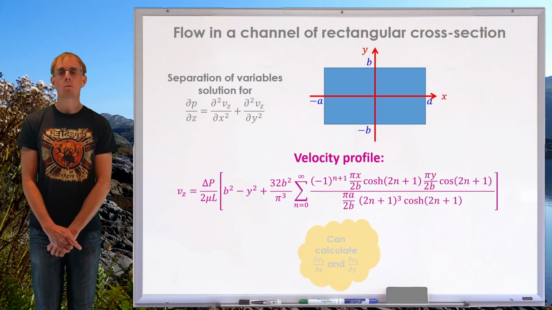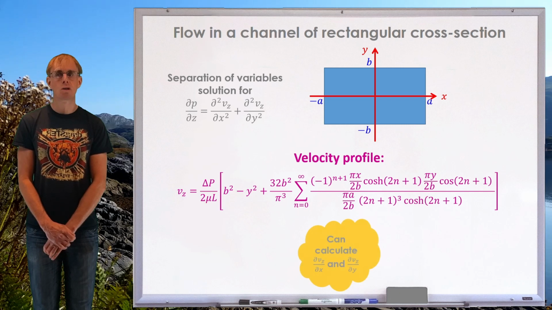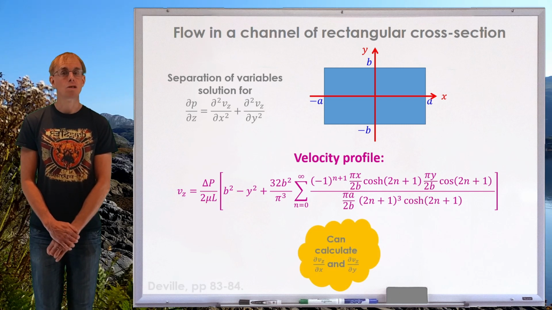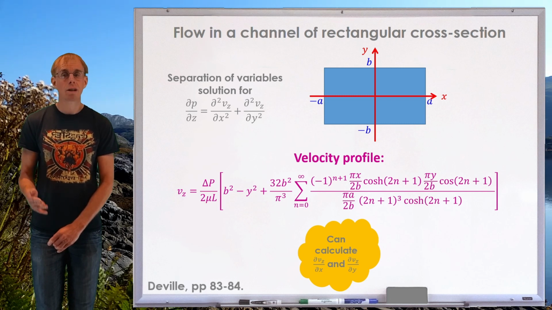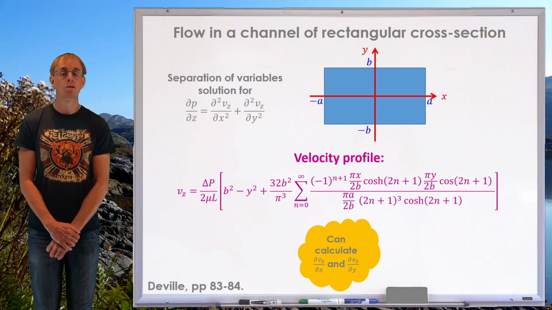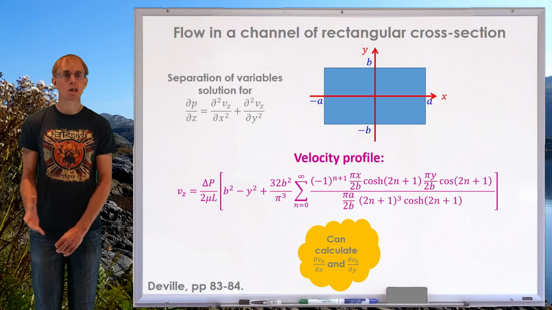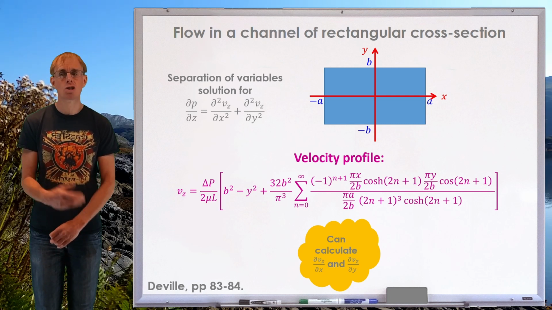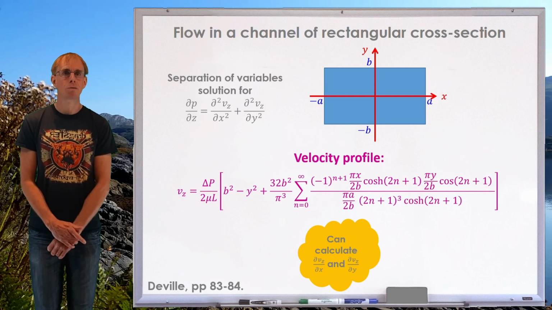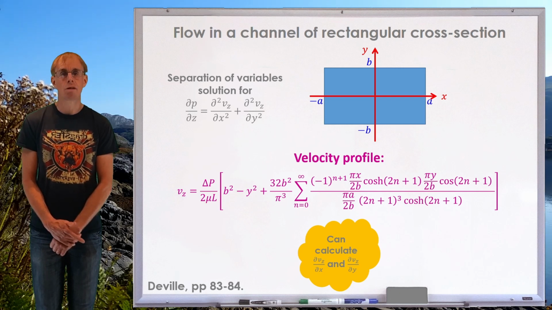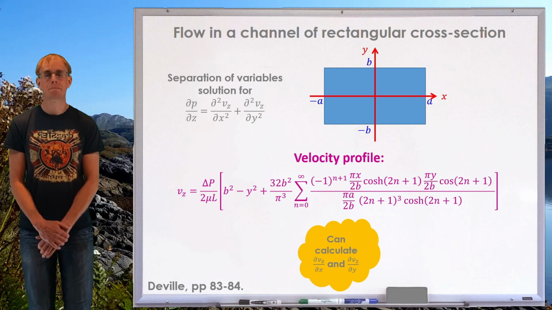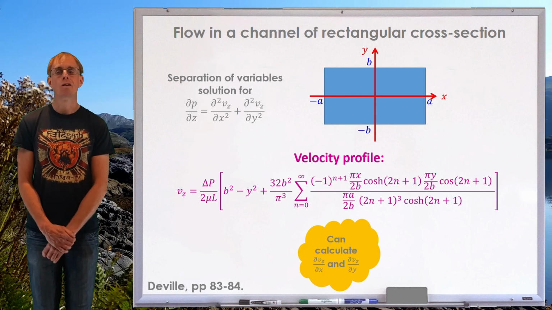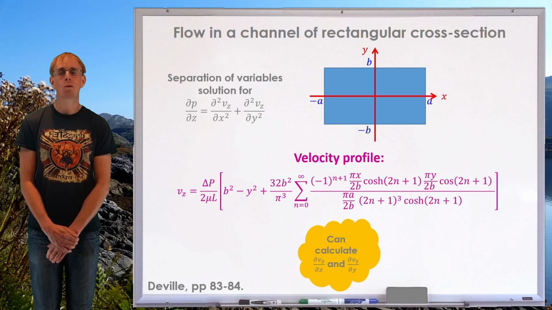And again, we can see that this final expression for Vz is a function of x and a function of y. So we can differentiate this, so we can get the shear field across this shape. And again, that shear field can give us some very useful information about what might be happening to the fluid in terms of stress, in terms of strain rate, maybe orientation, as it flows through a duct of this shape. And this solution is detailed on pages 83 and 84 of Deville.